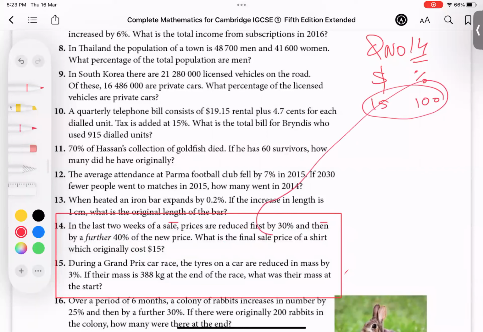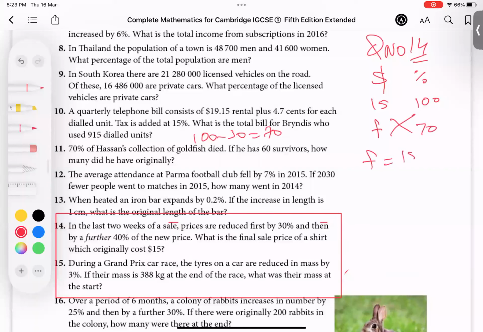First of all, this will reduce how much? 30%. And you know it very well, student, from 100 subtract 30, I get 70. So let's find what 70% is equal to. I'm writing this F, which stands for first amount. So when I cross multiply, students, 15 times 70, and divide by 100. So I am doing it simply, and the answer is coming $10.5. So after the first reduction the price is $10.5.